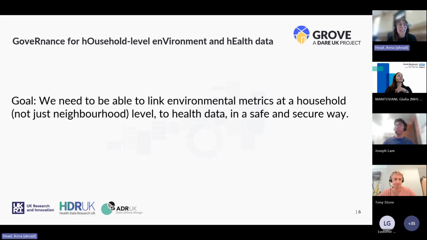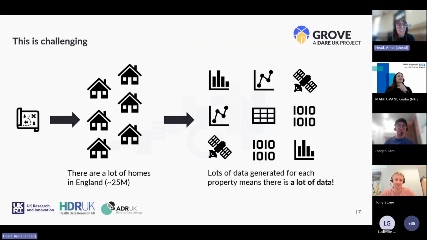So that's really why we think it's really important, and I'm sure everyone else here does, to be able to link environmental metrics, so things about the places we live in at household level, to health data in a safe and secure way. And that's the aim of the Grove project, and it does this through various different ways. Grove stands for Governance for Household Level Environment and Health Data. And also a lot of what we're working with builds on work that has happened in lots of other places like the SAIL databank in Wales or DataLoch in Scotland, or some of the longitudinal cohort studies in England.